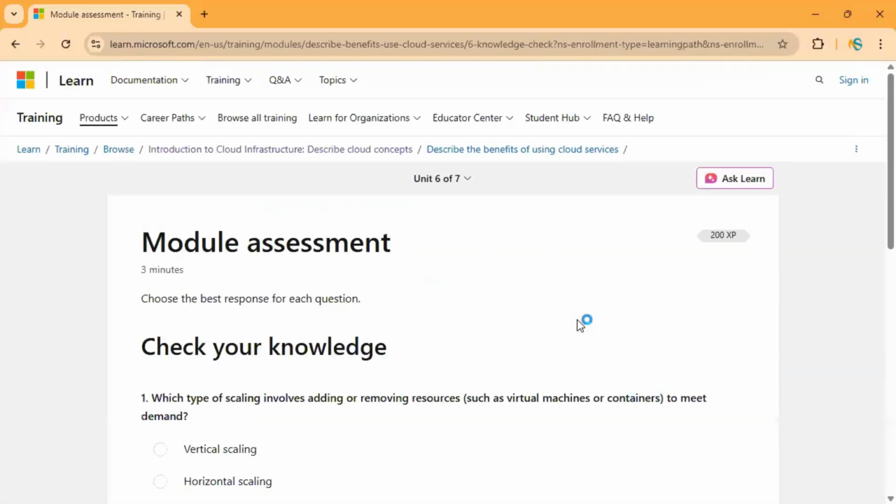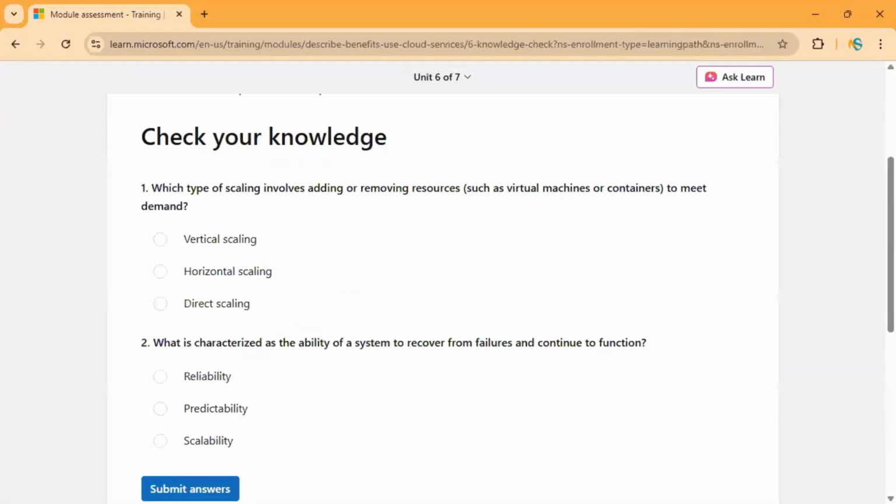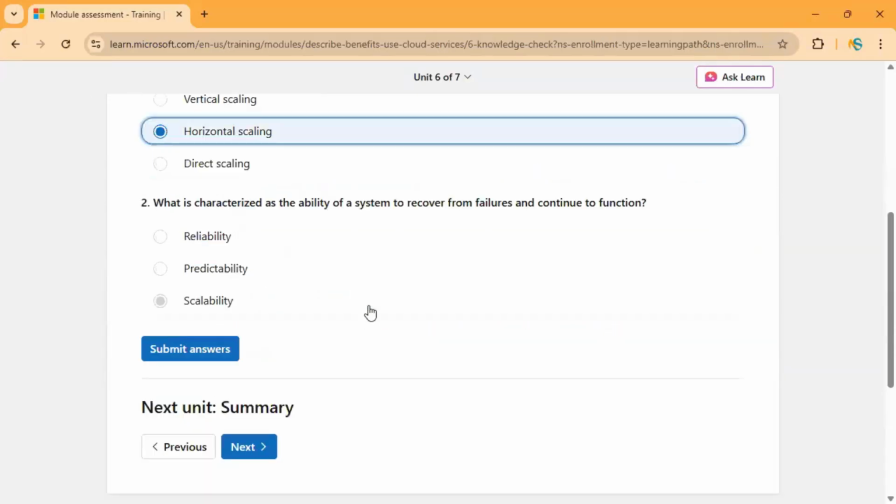let me go to the module assessment. Okay. Can you just tell me what is the first one? Which type of scaling involves adding or removing resources, such as virtual machines or containers? It should be horizontal scaling. Very good. Second one: what is characterized as the ability of a system to recover from failures?